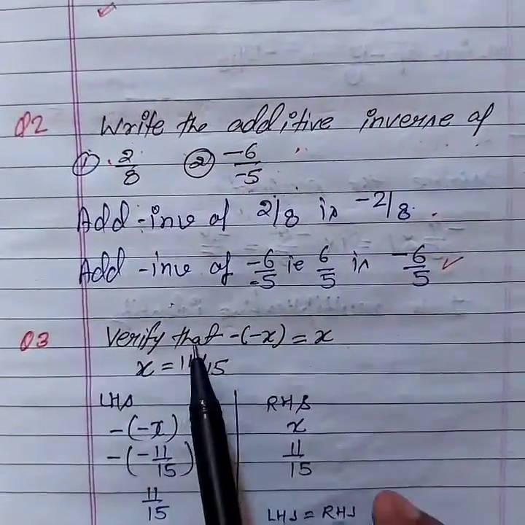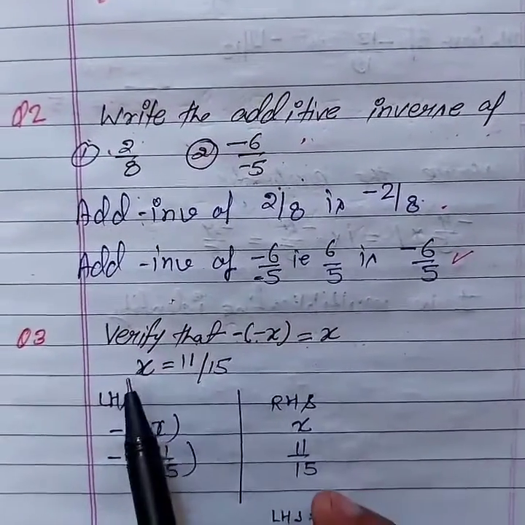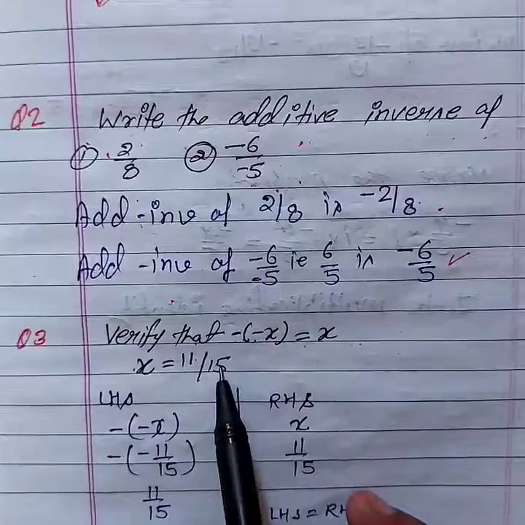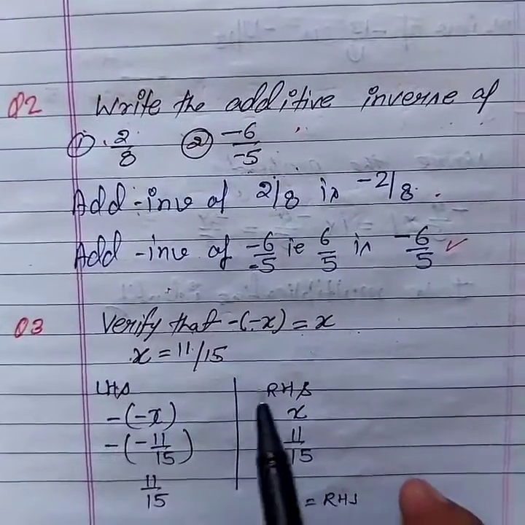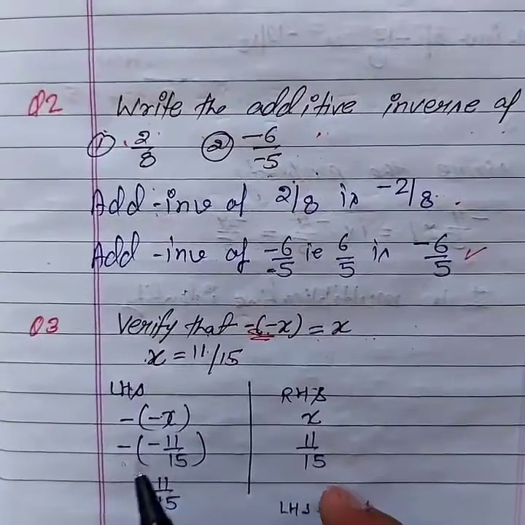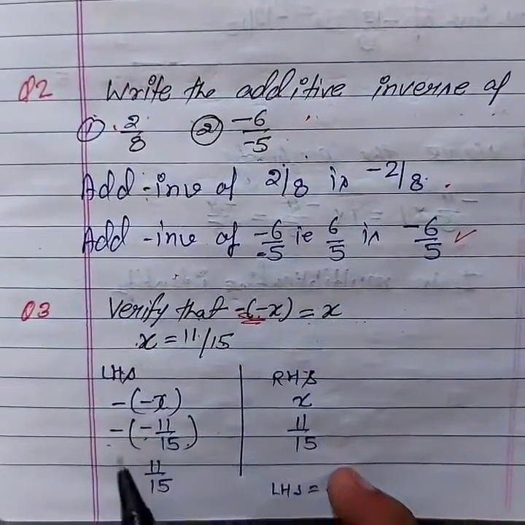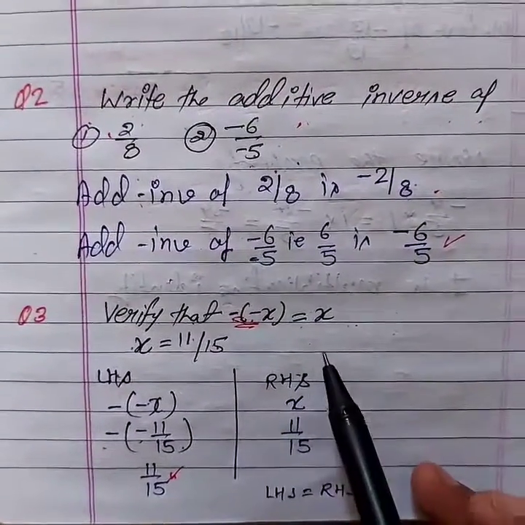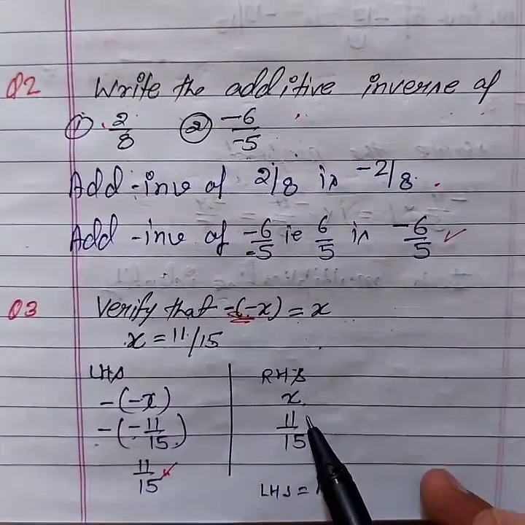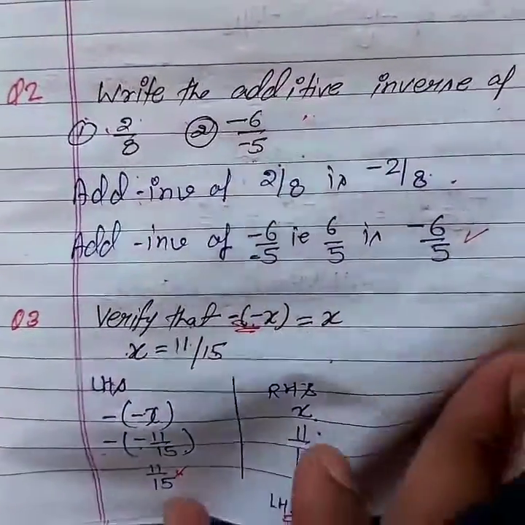Now question number 3: verify that −(−x) = x, where x = 11/15. First we check the LHS and then the RHS. In the LHS we take −(−x) = −(−11/15). This equals minus minus plus, so 11/15. And the RHS is equal to x. The x value is already 11/15, so LHS equals RHS.